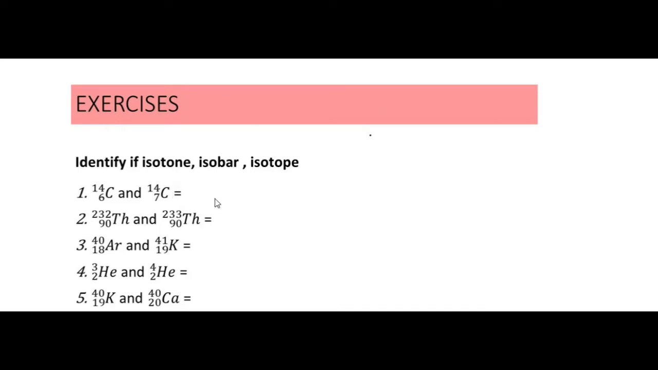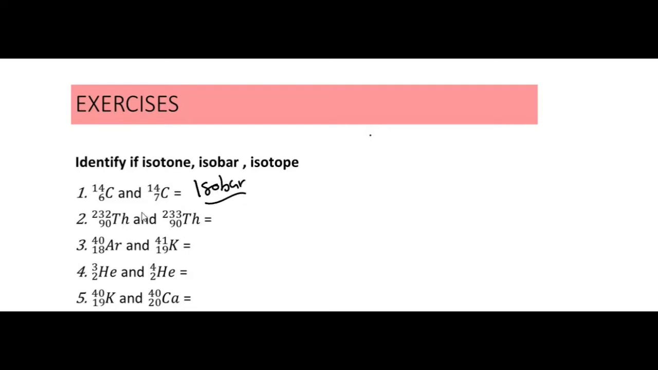So number 1, we have this problem. Is it the same isotope, 6 and 7? No, it's not the same proton. Same atomic mass? Yes. See, they're both 14 in the upper part. So this is isobar.